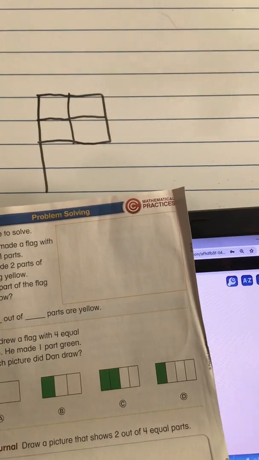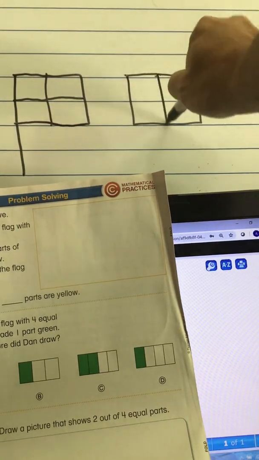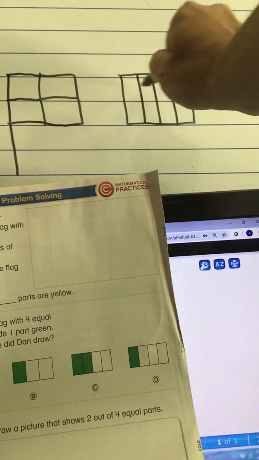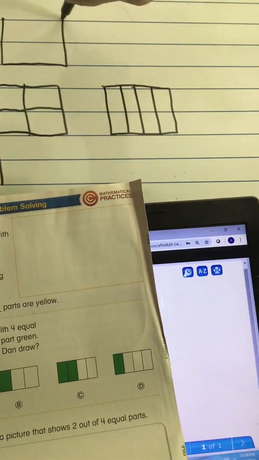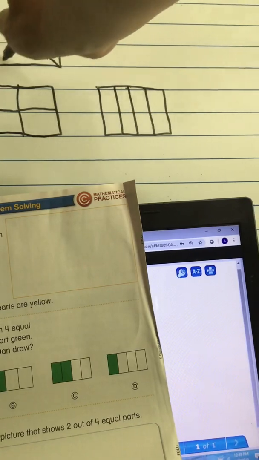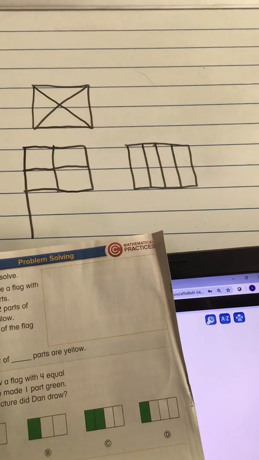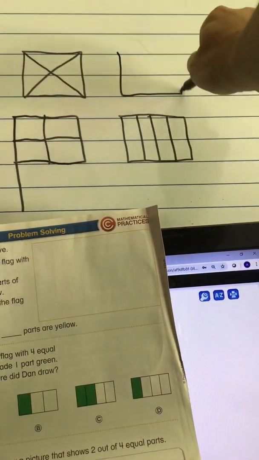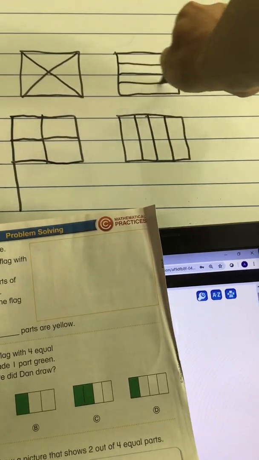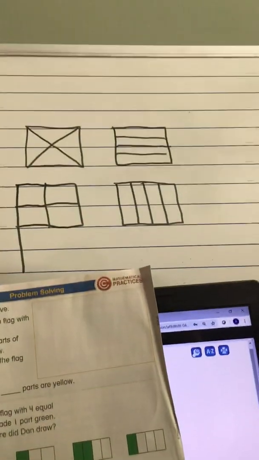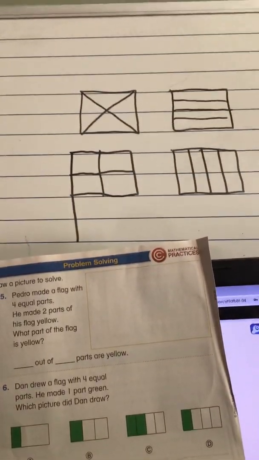You could make it like this if you wanted. One, two, three, four. That's one way. You could make it like this. 1, 2, 3, 4. There's another way. You could make it like this. 1, 2, 3, 4. It doesn't matter. You pick which way you want to make your flag. It has to have 4 equal parts.